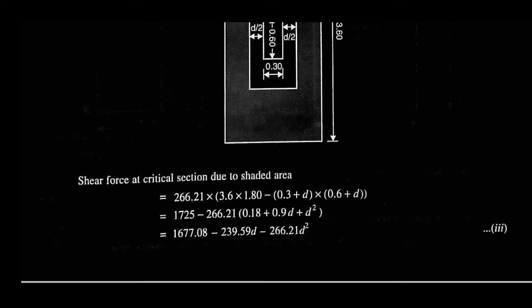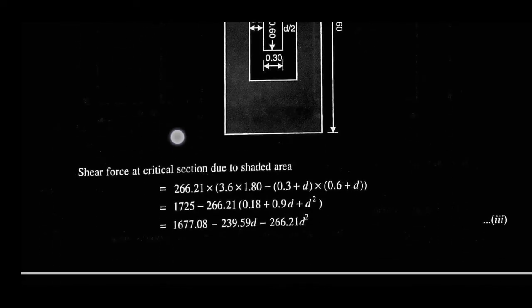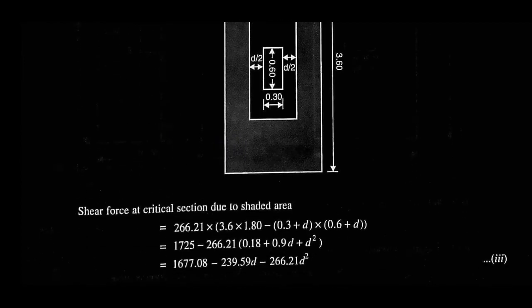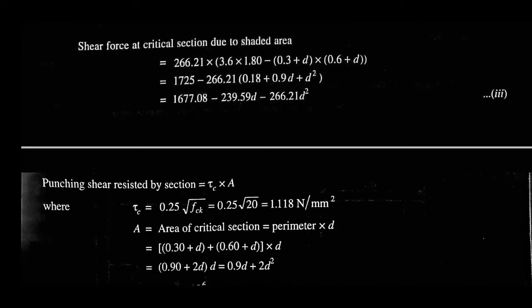Now the shear force at the critical section due to the shaded area is 266.21, that is pu, into 3.6 minus 1.80 minus 0.3 plus d bracket close into within bracket 0.6 plus d bracket close, that is equal to 1725 minus 266.21 within bracket 0.18 plus 0.9d plus d square, that is equal to 1677.08 minus 239.59d minus 266.21d square. So this is equation 3.